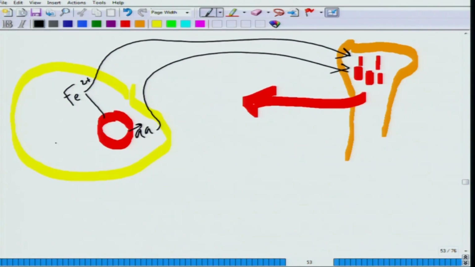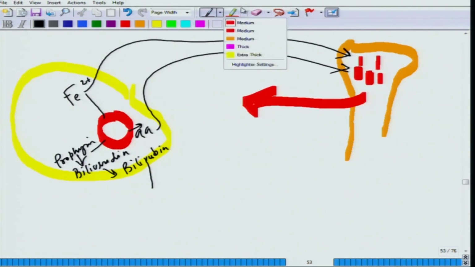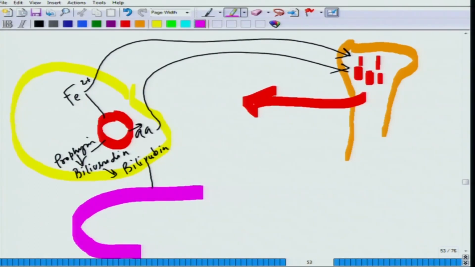whereas the porphyrin ring is transformed into biliverdin, and then this is made into bilirubin, and from here this bilirubin is transported into the organ we are about to talk about, the liver.